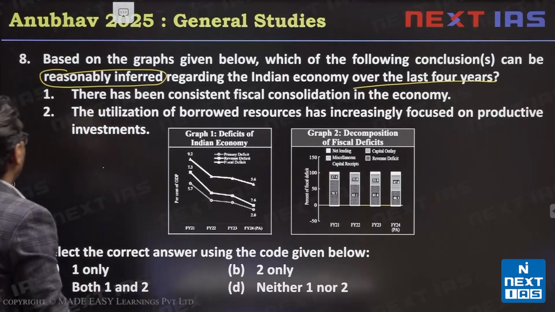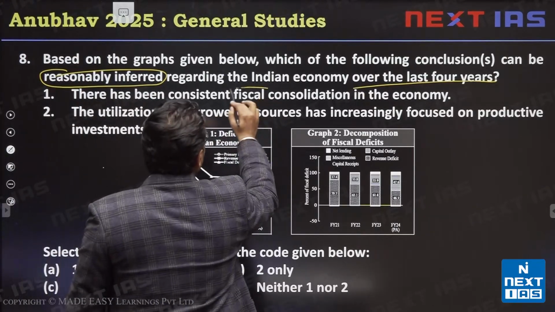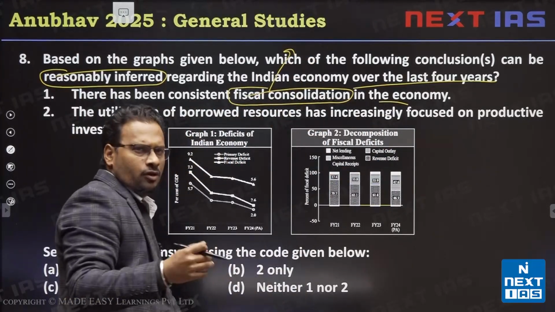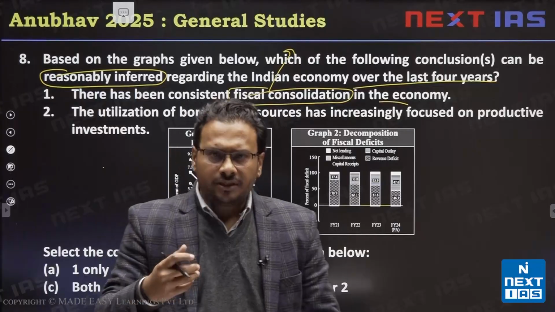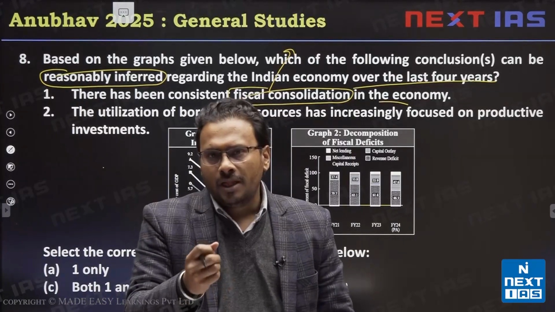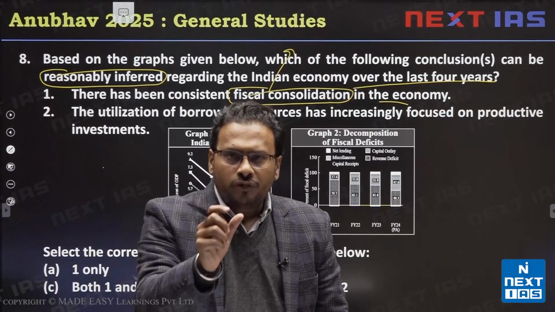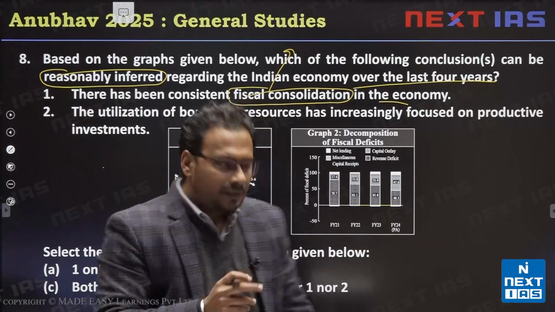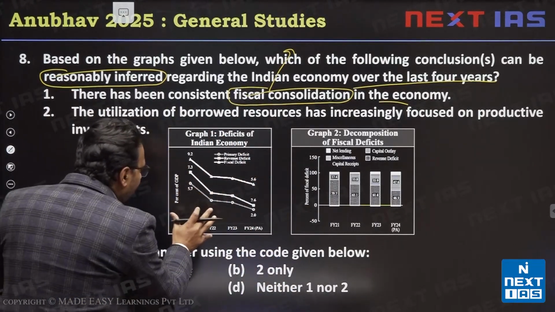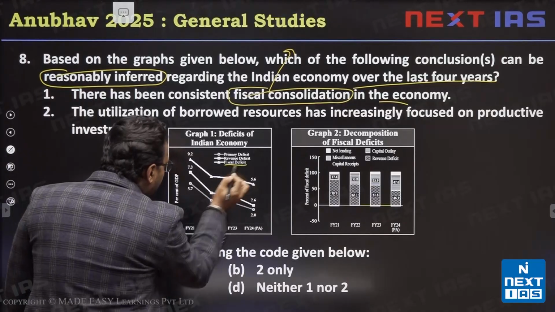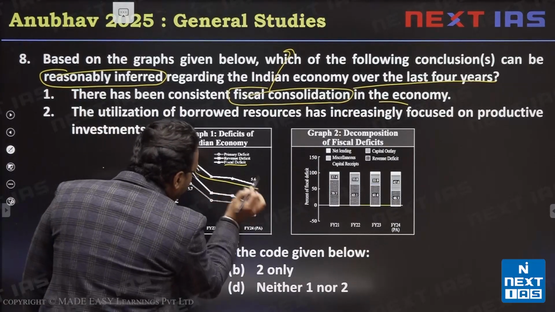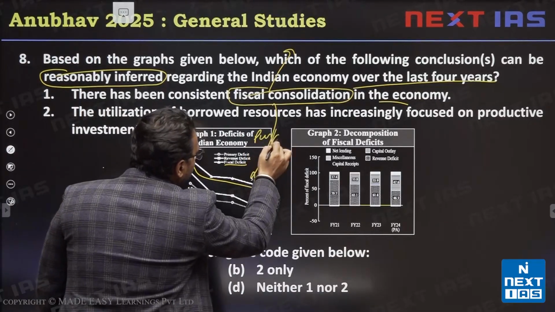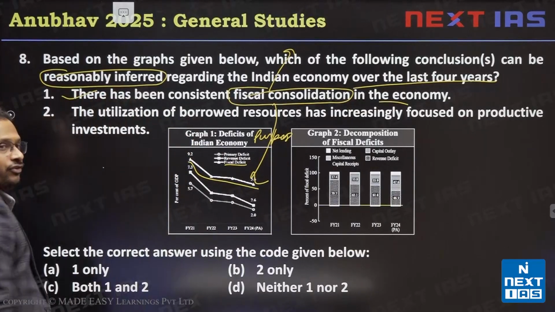Okay, now go ahead. First, there has been consistent fiscal consolidation in the economy. If we talk about the very basic aim of fiscal consolidation, with its help the government is trying to focus on reducing the fiscal deficit and the debt associated, right? So two purposes. If we go with this graph, this is the fiscal deficit. It is continuously declining. So that means it serves the very basic purpose, right? So we can say statement 1 is definitely correct.